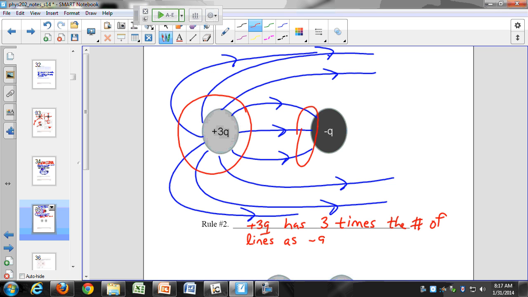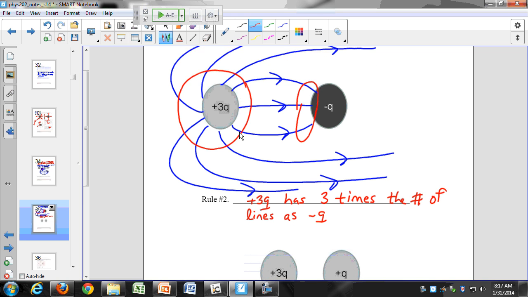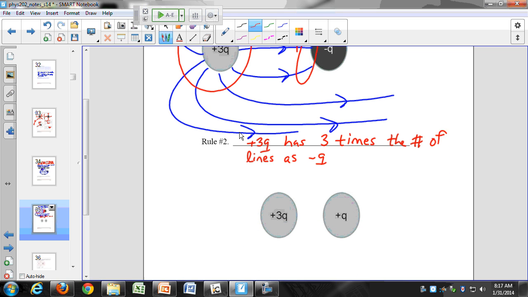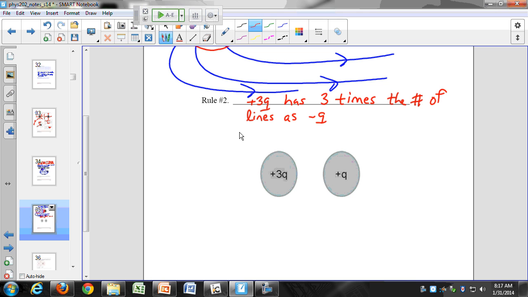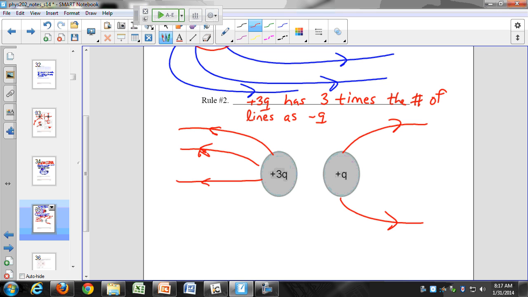As the minus q charge. And here, if I have 2 positive charges, your field lines are going to look like this. If you're in lab, you've done this. I would draw it with 2 field lines coming out like that, and then I would draw 6 field lines to denote the greater magnitude of the field.